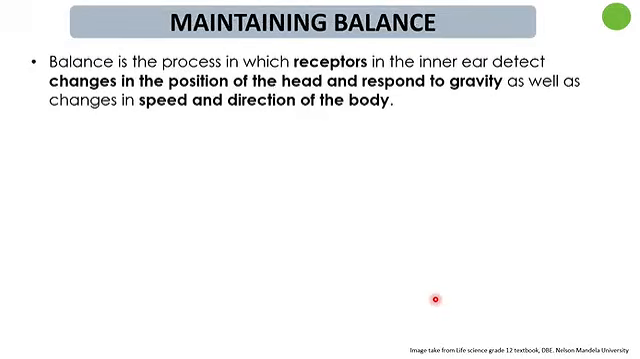How does balance work? Balance is the process in which receptors in the inner ear detect change in the position of the head and respond to gravity, as well as the change in speed and direction of the body. So balance has to do with basically two different things. First of all, your head's position according to gravity, as well as the speed and direction of your body.